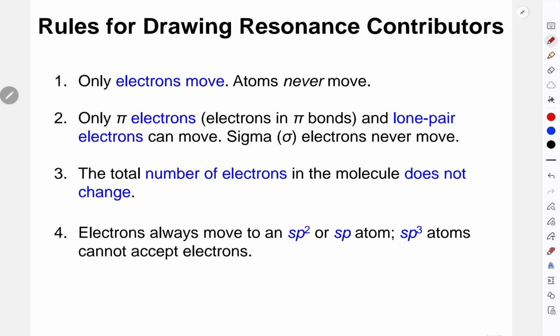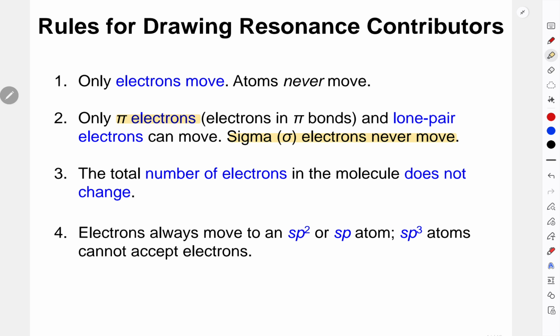Rule number 2: only pi electrons. In other words, electrons in pi bonds and lone pair electrons can move. Sigma electrons, or in other words electrons in a sigma bond, never move. So you cannot touch the skeleton of your molecule. Only pi electrons and lone pairs can move. So electrons in the pi system are the only ones that move.